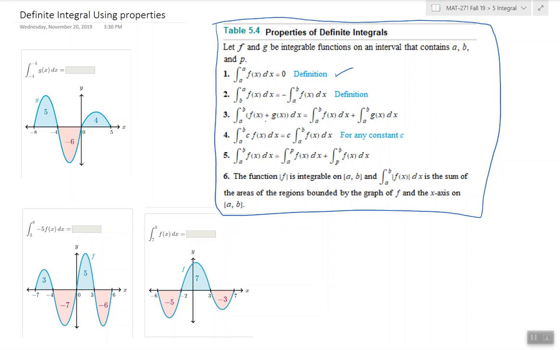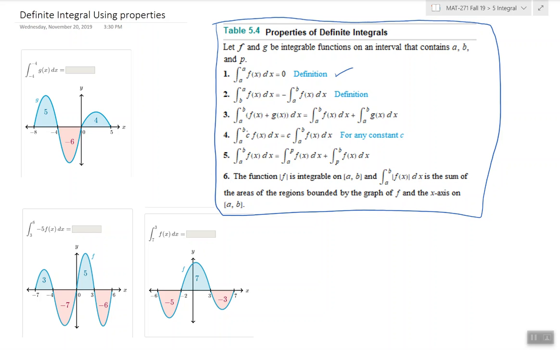The next one I think makes a lot of sense. The integral from a to b of f of x plus g of x dx, we can break that down and integrate f of x dx from a to b, and then integrate g of x dx from a to b, and add the two of those together. Let's see the next piece.